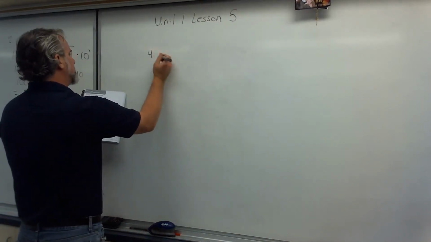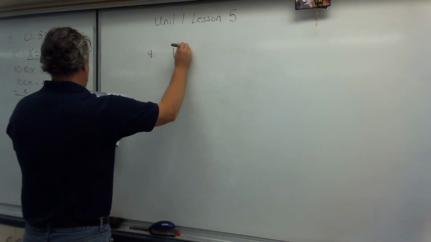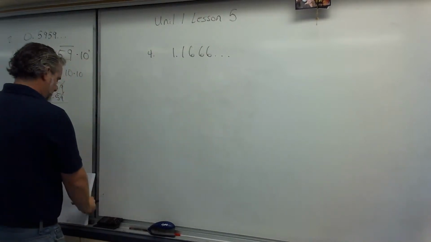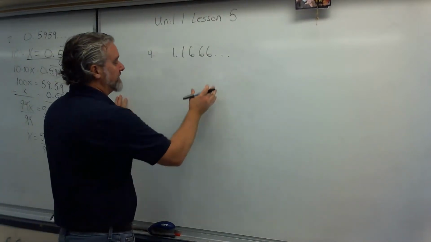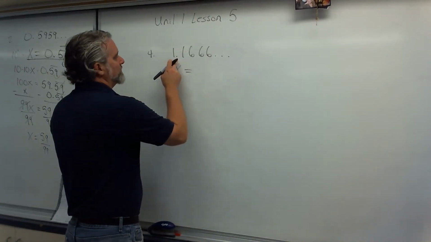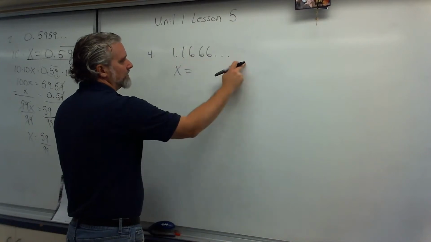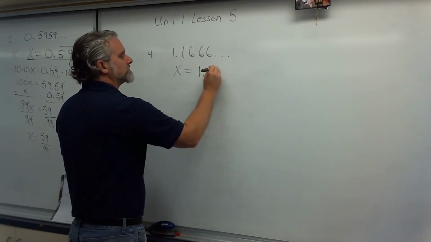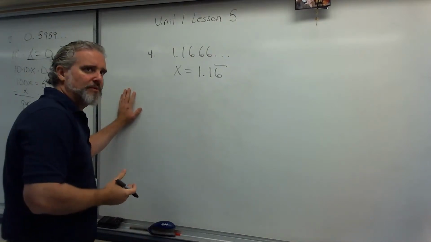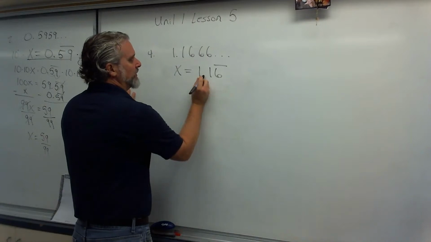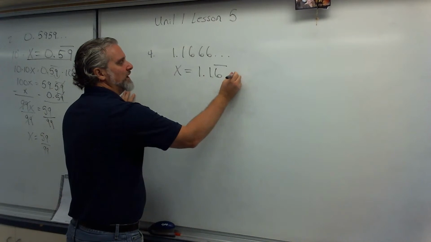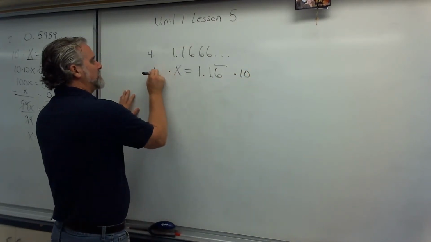Number 4, 1.1666... So now here we got the dots again, telling us we got a repeater. So to rewrite this, x equals 1.16 repeating. So again, we're going to follow the same steps we did on problems 1 and 2. We want to get this decimal point right up before it starts repeating. That's only one spot away, so we're going to multiply this side by 10 and this side by 10.